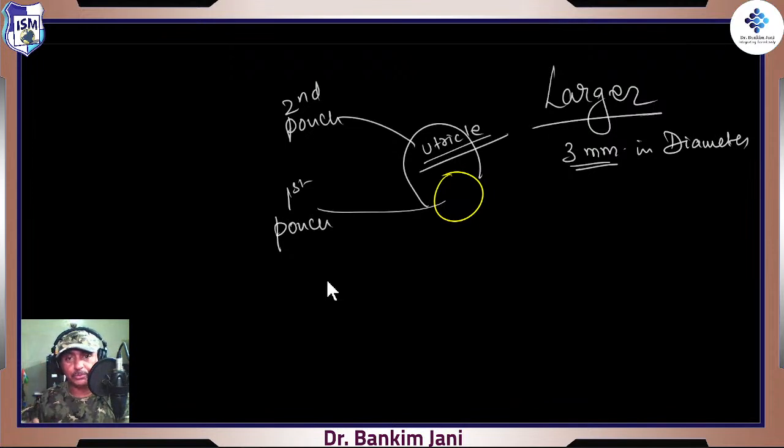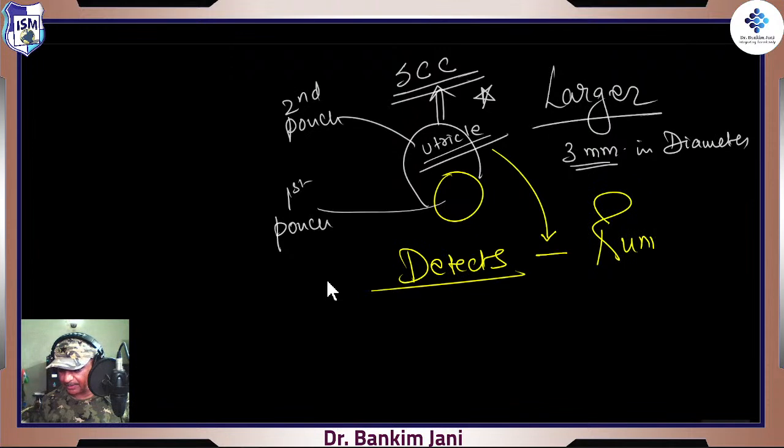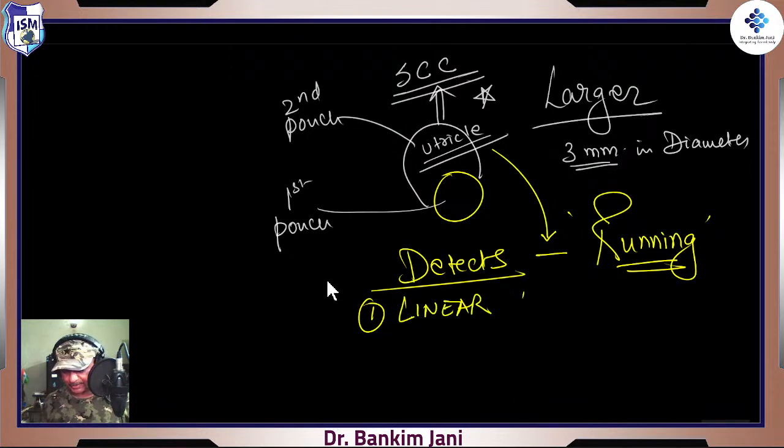Now this utricle connects to one important thing, which was behind: the semicircular canals. That's the key point. So what would be the function of the utricle? Till this point, you are standing. Now start running. When you are running, that means linear acceleration as you pick up speed. Acceleration means change in speed, either increasing or decreasing, acceleration or deceleration. So it detects that as you acquire speed.